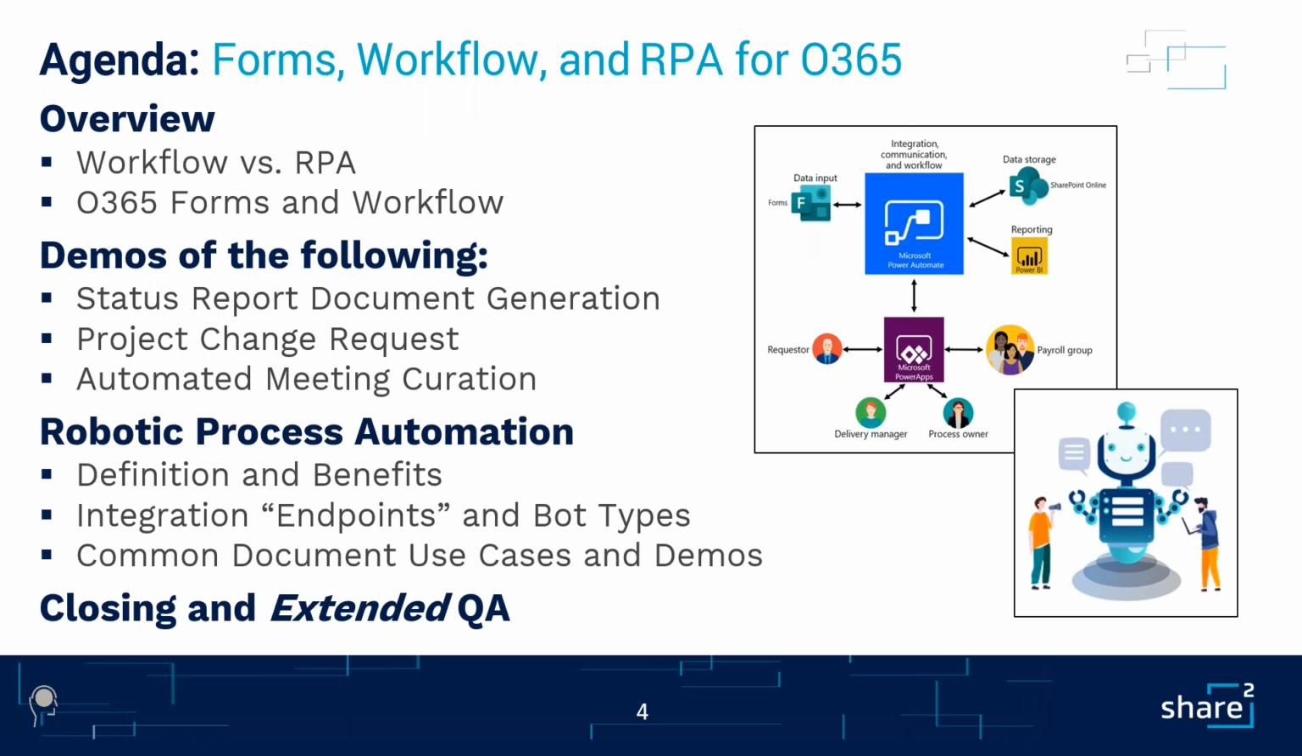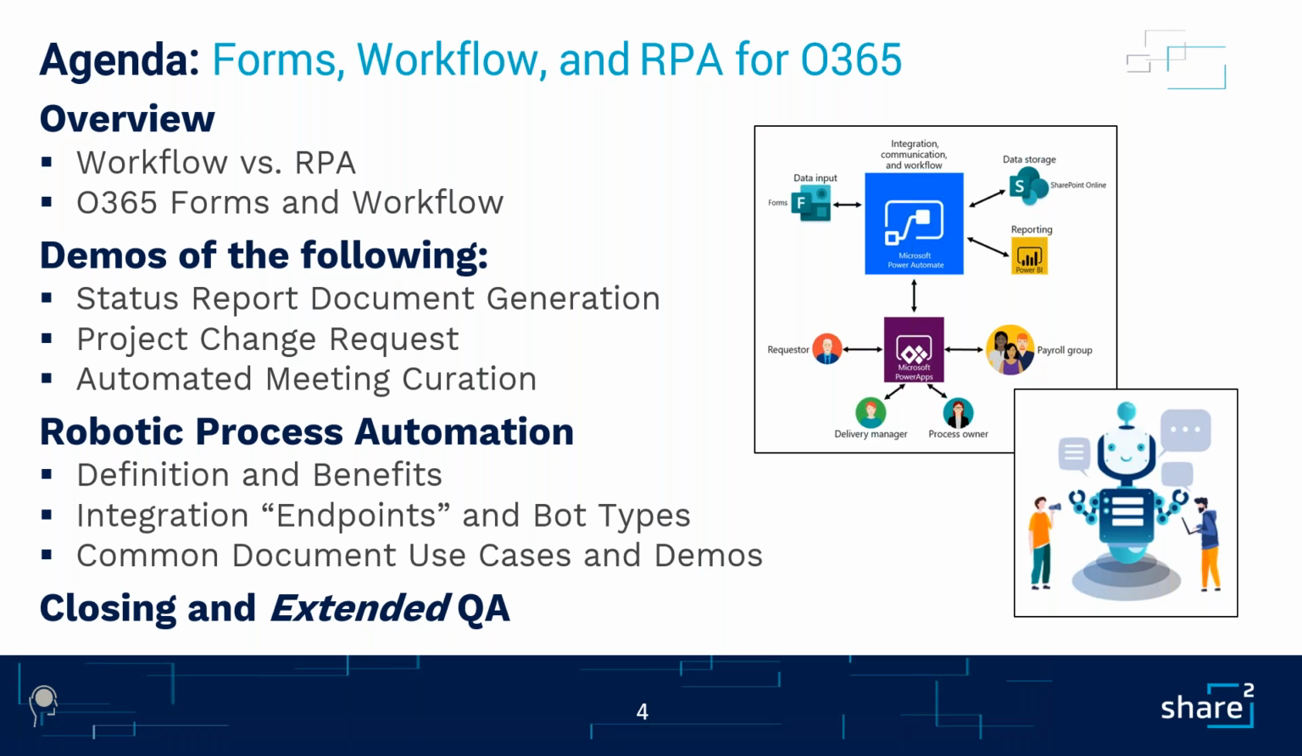Okay, so we've got a very full agenda. I'm going to try to finish my part by 10 minutes after, and then Jim and I will do the demos together. I'll start with an overview of the differences between workflow and robotic process automation. From now on, I'll just be saying RPA, and then we'll go over the different forms and workflow options you have in Office 365, and some of them will be legacy, but there's some important information about that that just came up, and so I want to make sure you're aware of that.